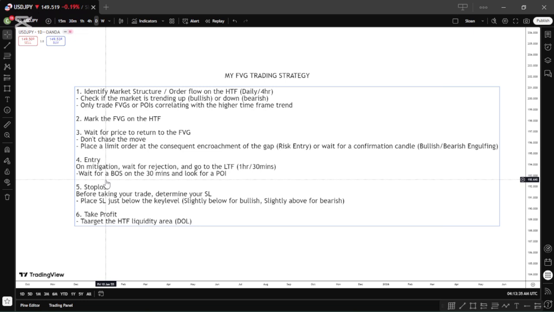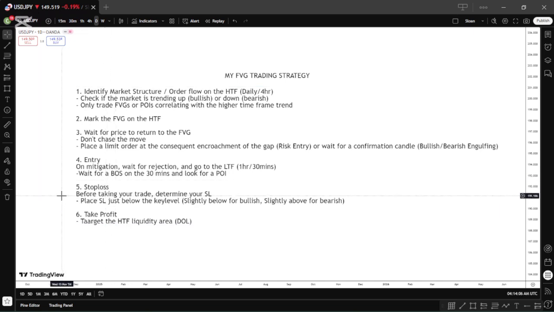When you've gotten a mitigation on the higher time frame, and probably you're not a very good risk taker, you don't just want to jump into the trade, or you want to give it some time, observe what the market is doing. You can basically wait and go down to a lower time frame, 30 minutes or 1 hour, and then observe what the market is doing, check for a break of structure, check for a rejection, and you would know when to pick your entry from your point of interest, be it an engulfing candle, be it an order block.